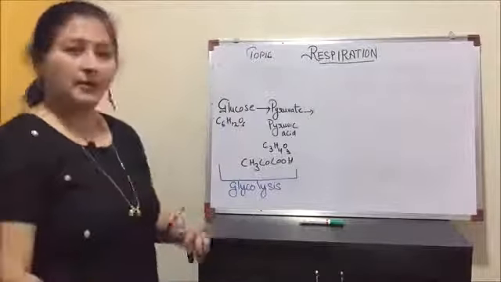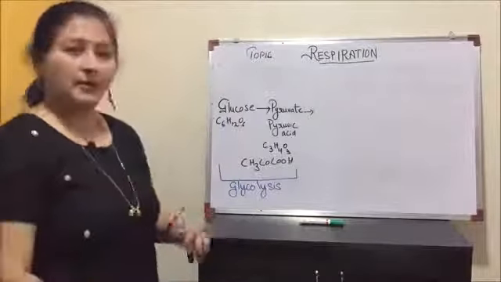Now after this, what happened? Let's take 3 different pathways: 1, 2 and 3, right? In the first case, I will see there is a breakdown of pyruvic acid into ethanol plus carbon dioxide gas is released. Okay, ethanol is formed. Ethanol is nothing but alcohol.